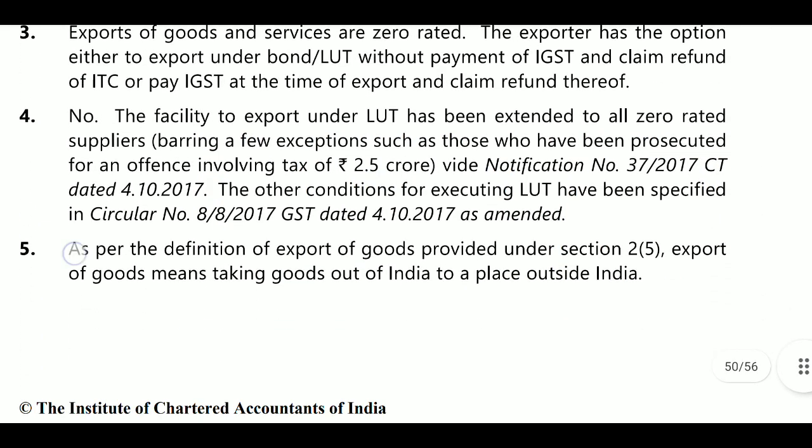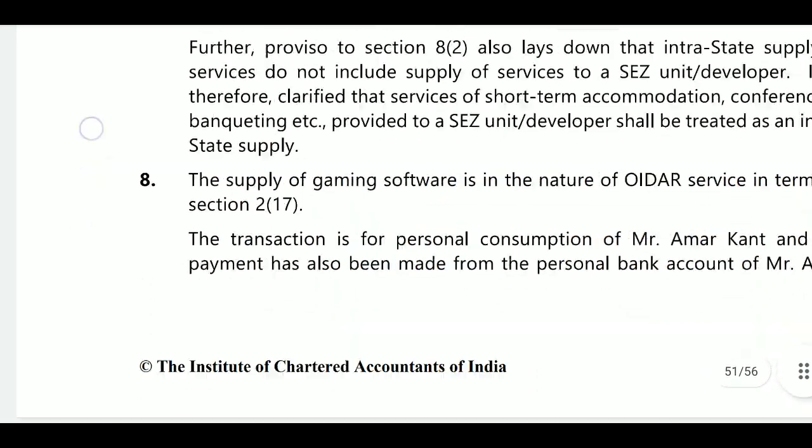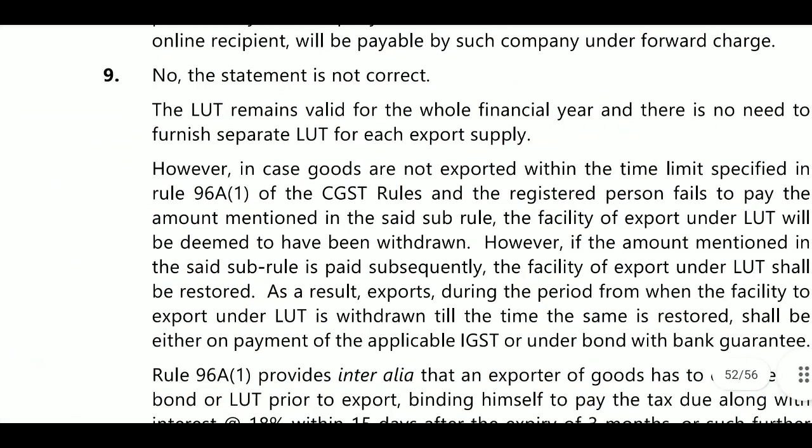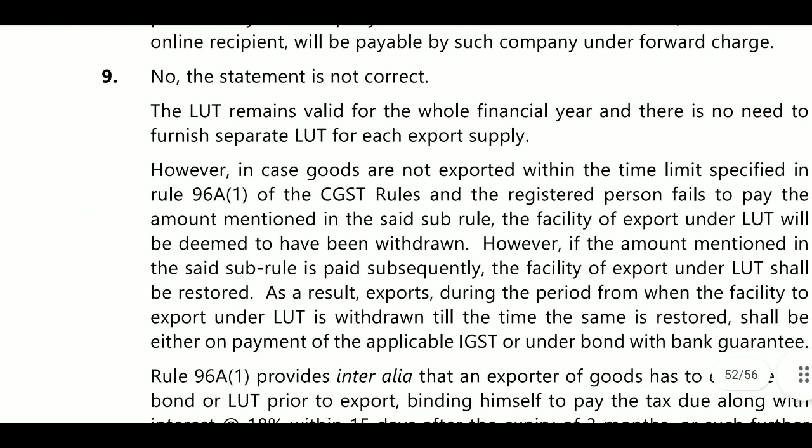No, the statement is not correct, because the LUT remains valid for the whole financial year. Whatever LUT was furnished will be valid for the whole financial year, and there is no need to furnish a separate LUT for each export supply.